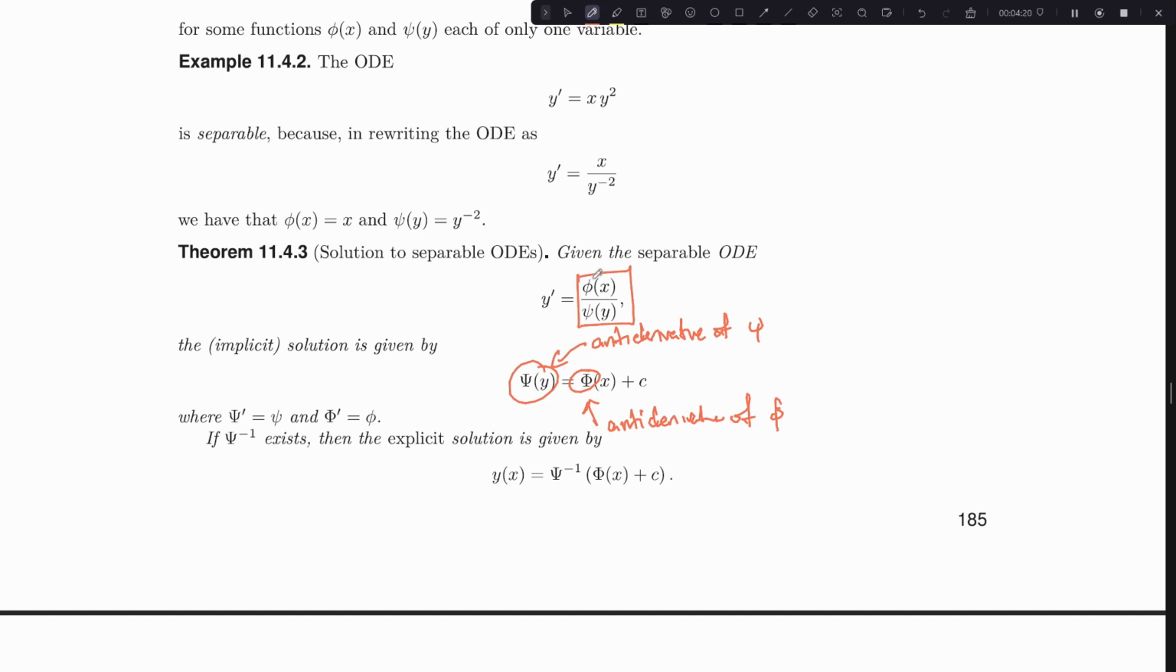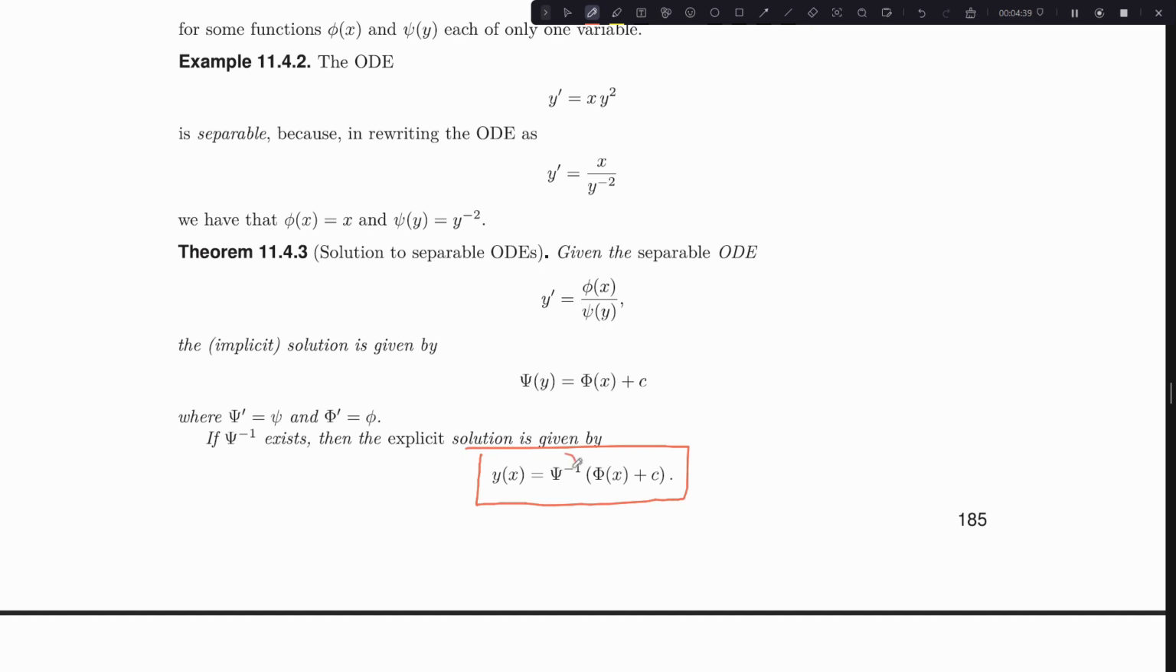So all I do is, if I identify a phi and a psi, which one is divided by the other, then I compute their antiderivatives. I set them equal to each other, and because it's an antiderivative, they can possibly differ by a plus c. And then that's my implicit solution because it's not quite solved for y right there. An explicit solution: if you can invert capital psi, then you have an explicit solution. It's given by capital phi, the antiderivative of phi on x plus c, and then you take the antiderivative of psi and compute the inverse function of that, and then you get an explicit solution.